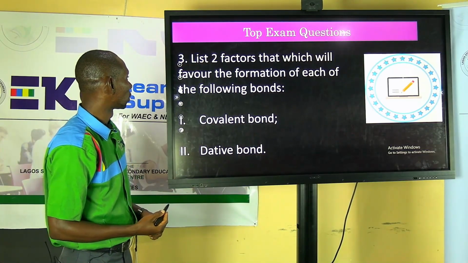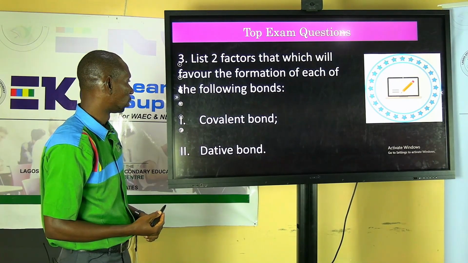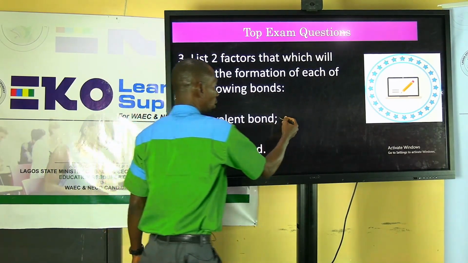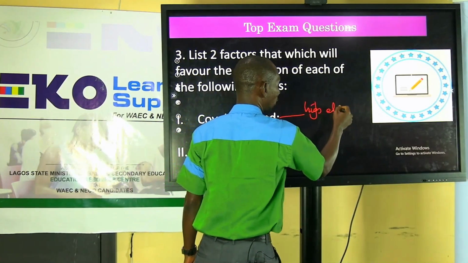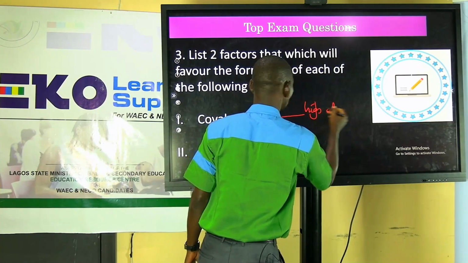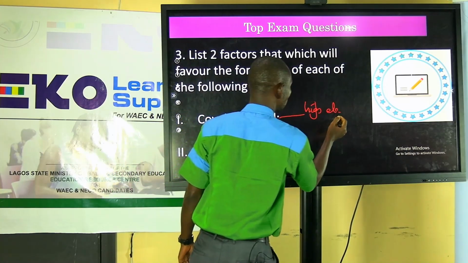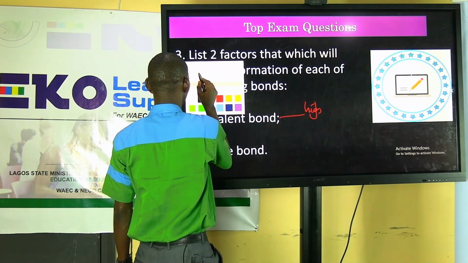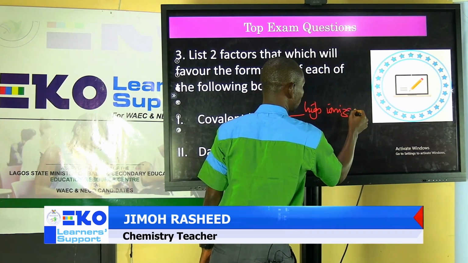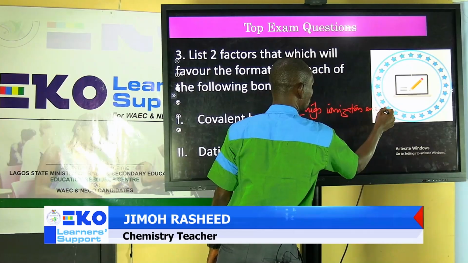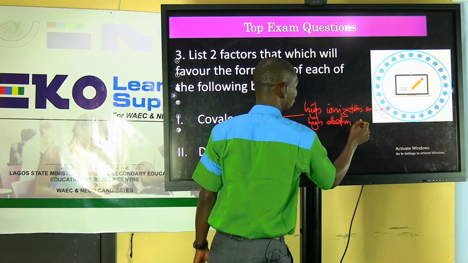The next one: list 2 factors which will favor the formation of each of the following compounds. The first one is covalent bonds. The factors that favor covalent bonds include high ionization energy, yes, that is one. The second one is high electron affinity.